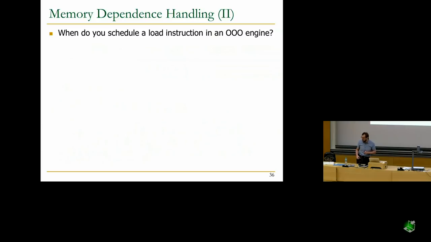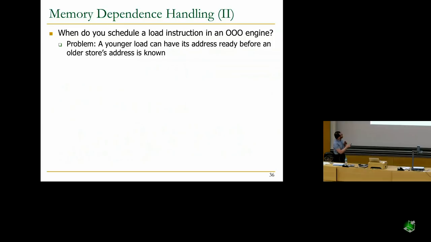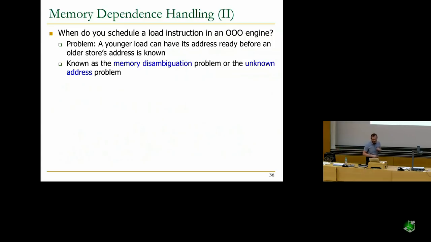Basically, when do you schedule a load instruction in an out-of-order execution engine? We're going to talk about this at the expense of some of the execution paradigms. But this is also important because this is really the Achilles heel of all machines. Registers are easy, memory is hard. So basically, a younger load can have its address ready before an older store's address is known. I'm just restating the problem. This is also known as the memory disambiguation problem.